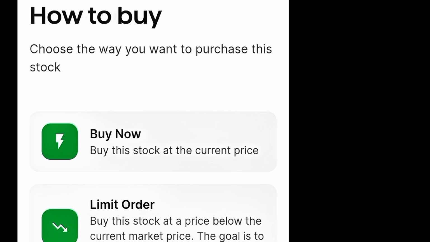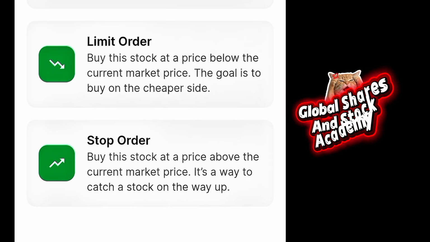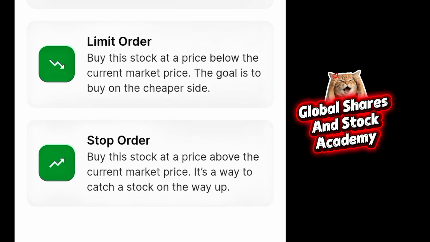Then if you want to go for the limit order, you are going to buy this stock at a price below the current market price. The goal is to buy on the cheaper side. So if you want to go for a limit order, you can go for this. And then the third way of buying on the Bamboo app is the stop order. Buy this stock at a price above the current market price. It's a way to catch a stock on the way.